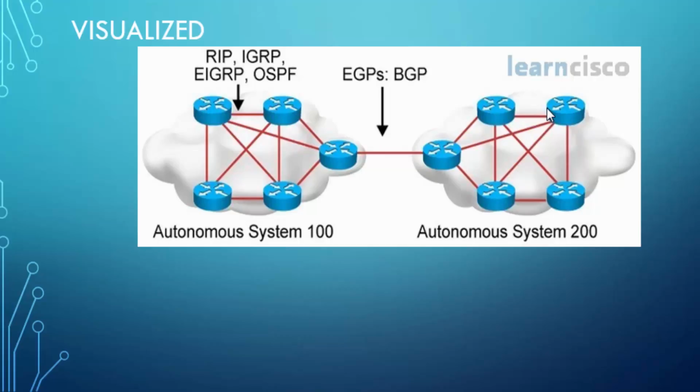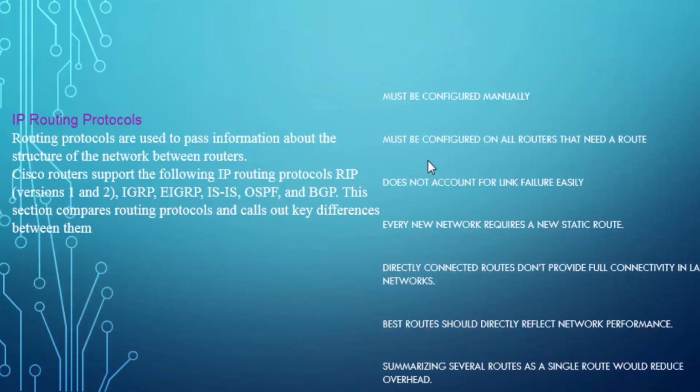I want you to physically visualize what I'm talking about. Remember when we were talking about the AS, the autonomous system. We have autonomous system 100 over here, and autonomous system 200 over here. This is how we identify the different autonomous systems. Inside each one of the autonomous systems, we can have RIP, EIGRP, and or OSPF. It can happen in the other autonomous system as well. But the only one that can connect both of them is the exterior gateway protocol. The only one that we have is BGP.